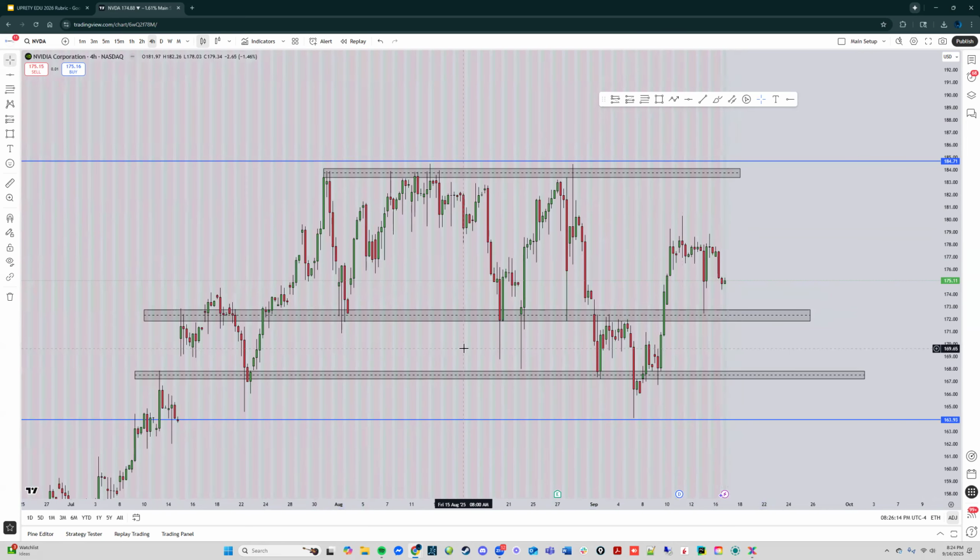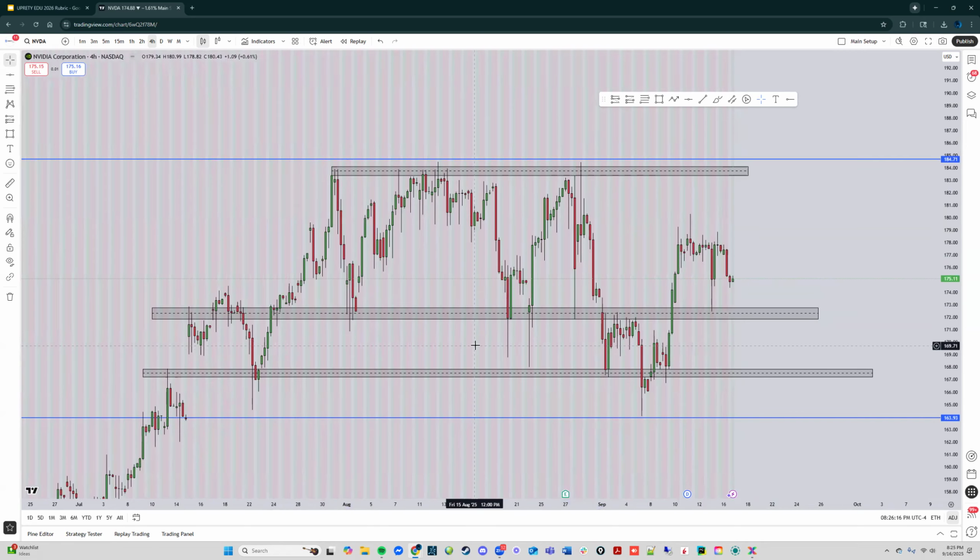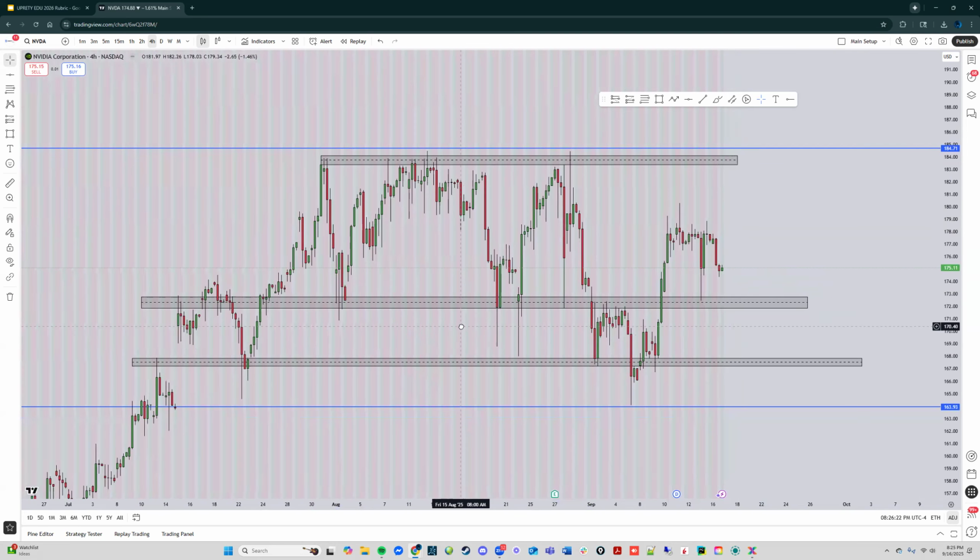Okay, once again, maybe. Can this be a zone? Yes, this can be a zone. And the reason it can be a zone is we're on the 4 hour, so we're on a huge time frame. We're getting price to reverse off of this zone once again.